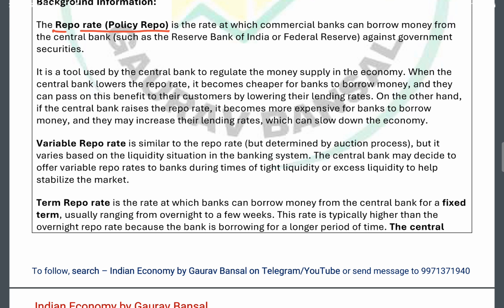Now, if it is on a fixed basis, that is on the basis of policy repo, which is a fixed rate announced in the policy. But then it can also be conducted through auction. When it is conducted through auction, it is called variable repo.